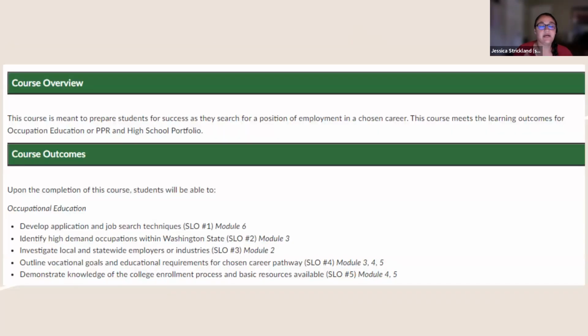All right, so the Navigation 101 course was meant to prepare students for success as they search for a position of employment in a chosen career. Again, Guided Pathways is helping them through college to that eventual career choice, the career pathway that they've chosen. So this is setting them up to actually choose that career path. So it's really important.